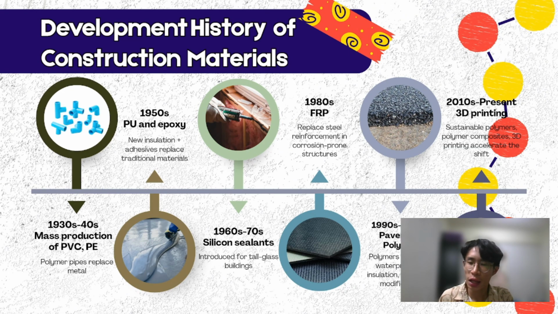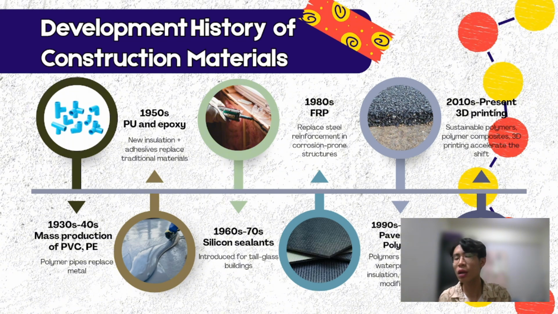And then during 1990 to the 2000s, these polymers further improved their availability for use in another construction area, which is roads. They are used for pavement, and this pavement polymer is introduced to improve waterproofing and insulation, and further modify the pavement of the road.